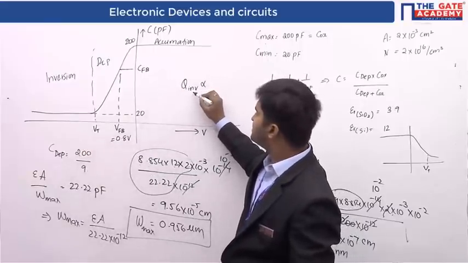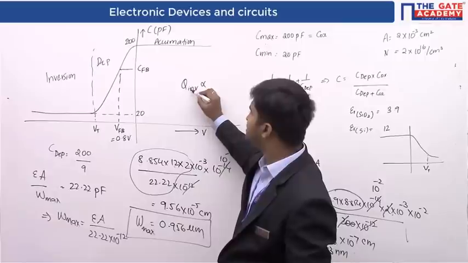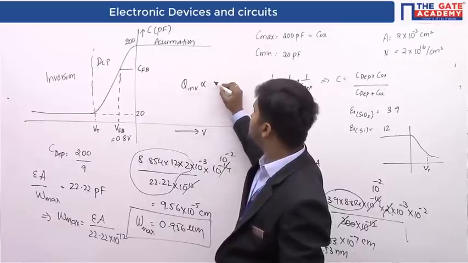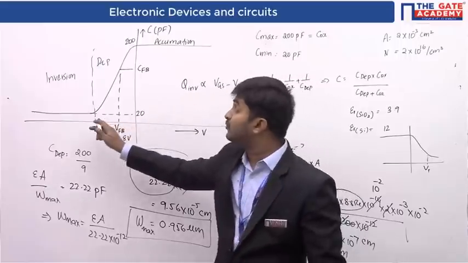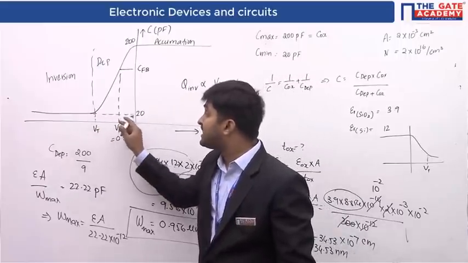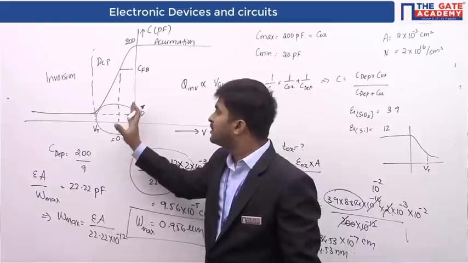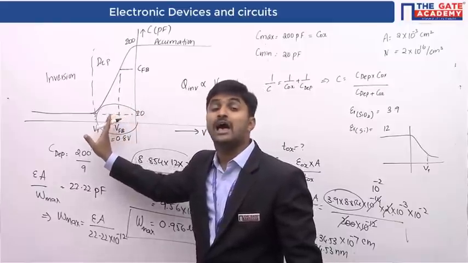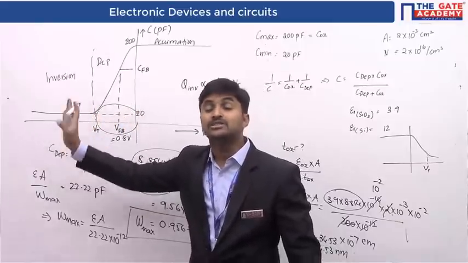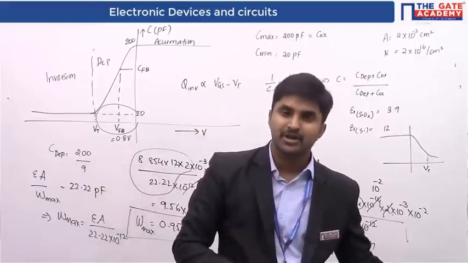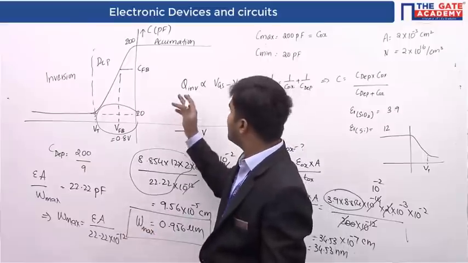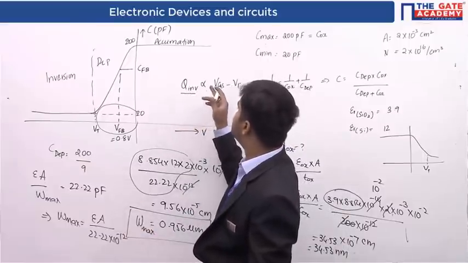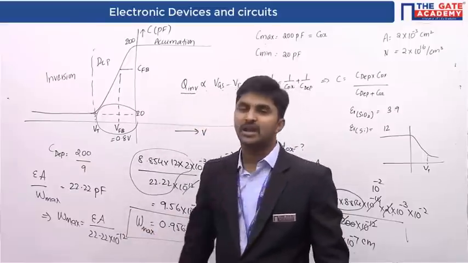So inversion charge density is going to be proportional to VGS minus VT, because you should have the gate to source voltage in excess of VT. You have to apply the gate to source voltage which is above the value of VT. Then only the inversion charge is going to develop. That is the reason why the inversion charge is going to be proportional to VGS minus VT.